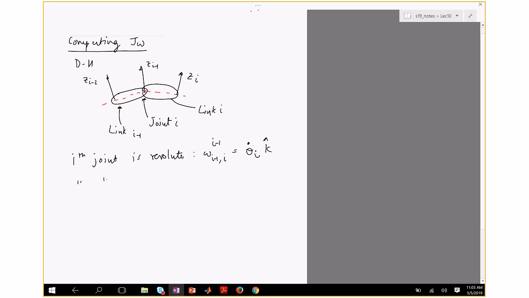So if the ith joint is prismatic, imagine that these two links, the joint is prismatic, it goes back and forth, it doesn't rotate. Then omega_{i-1}, the relative velocity between i minus 1 and i, is basically giving the relative velocities. So if it's revolute, it is theta dot times k. But if it is prismatic, going back and forth, there's no rotation with respect to each other, so it's going to be 0.